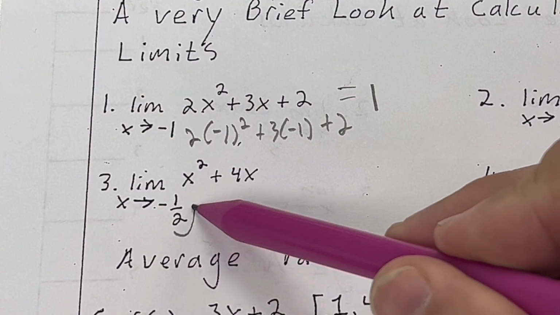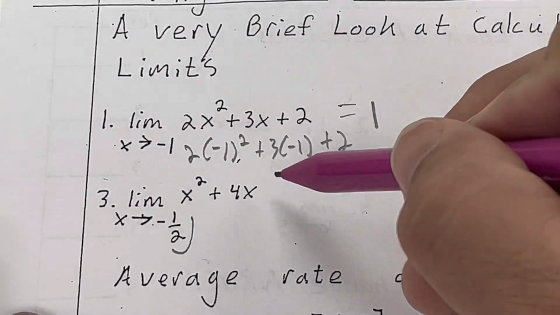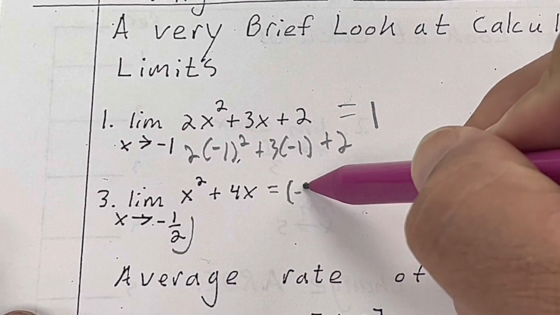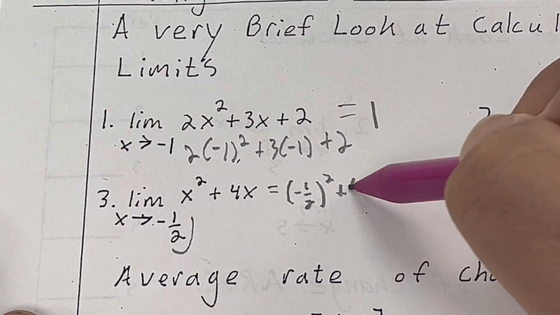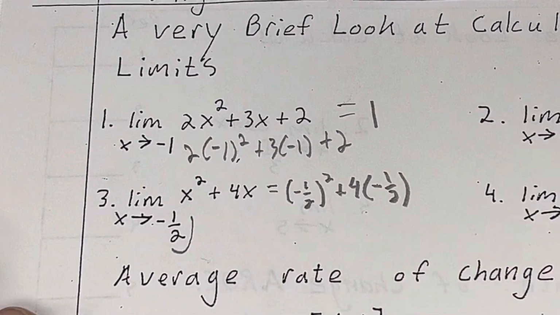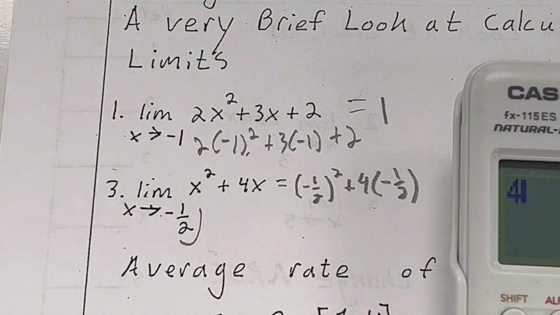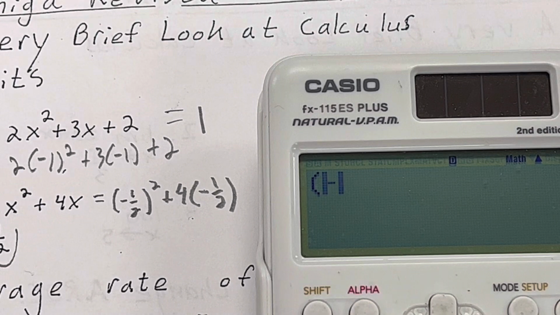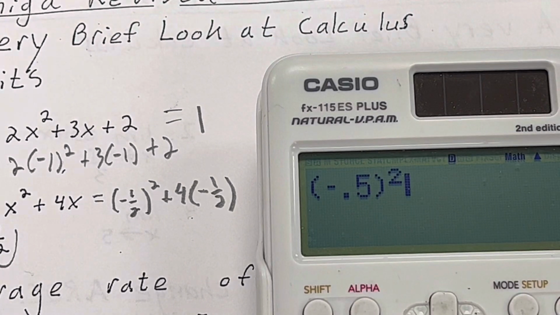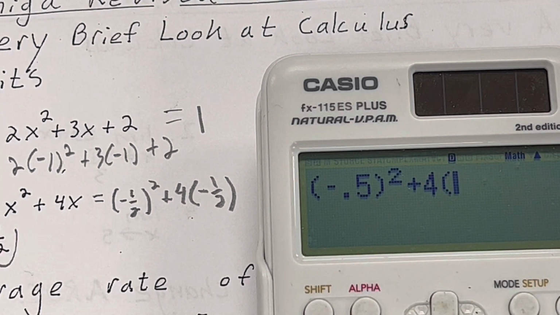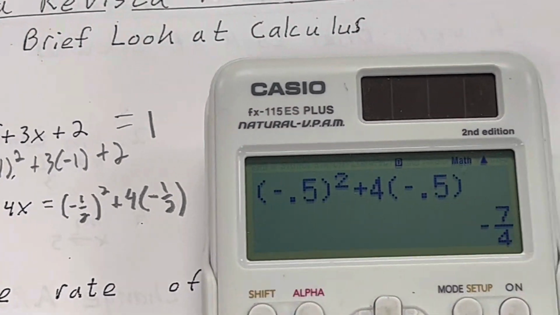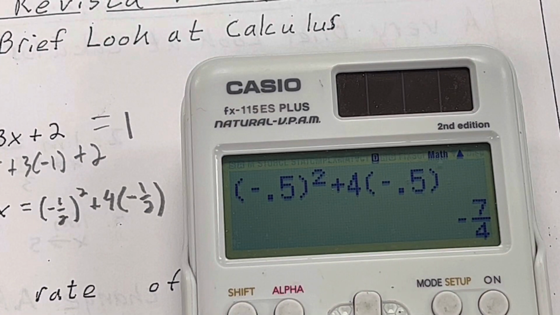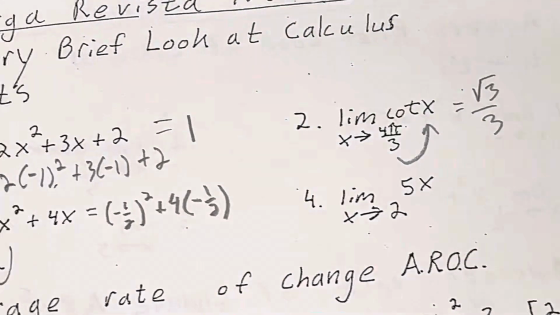So this time I'm going to plug in -1/2. I'm definitely going to want to use the calculator for this. So this is going to equal -1/2 squared plus 4 times -1/2. If you want to, you can convert that to a decimal if it's quicker for you to type in. So let's try this out here. We're going to do -0.5 close parentheses squared plus 4 times -0.5, and -7 over 4. If you want to find the decimal, that's okay also. So -1.75 or -7/4. Either is acceptable.